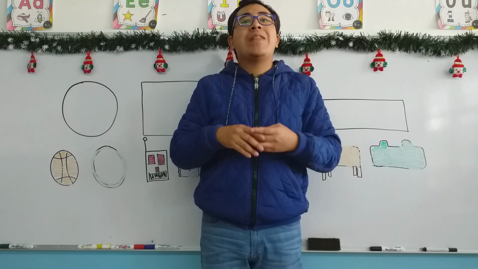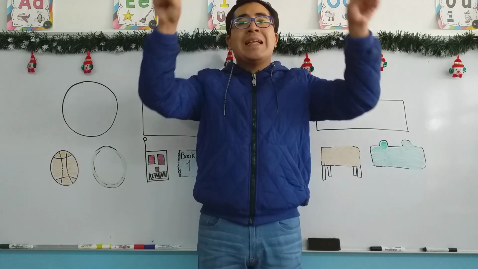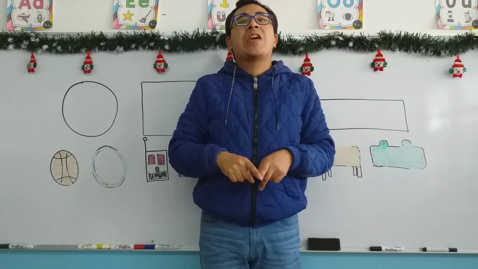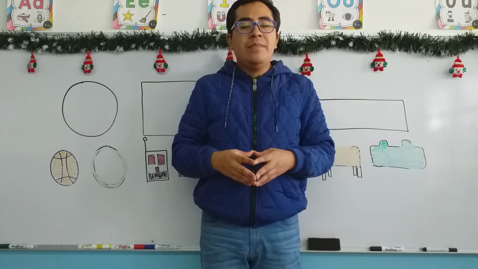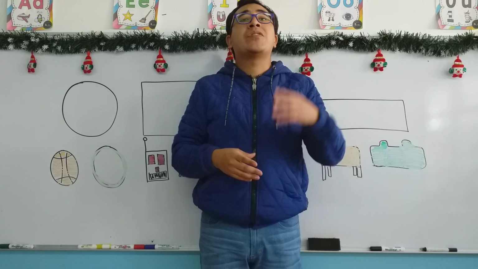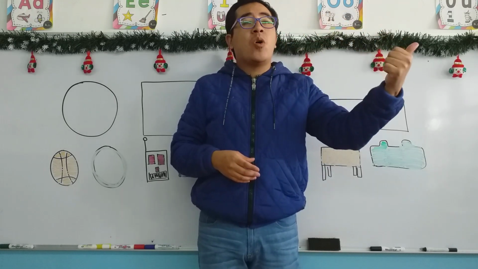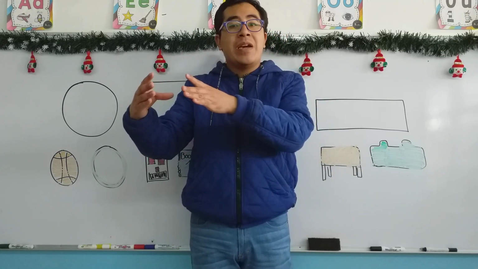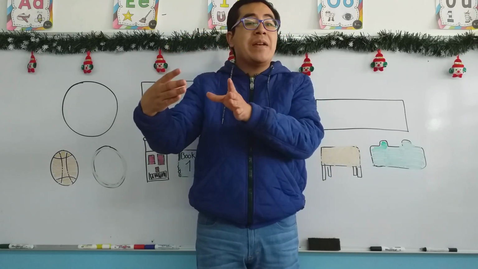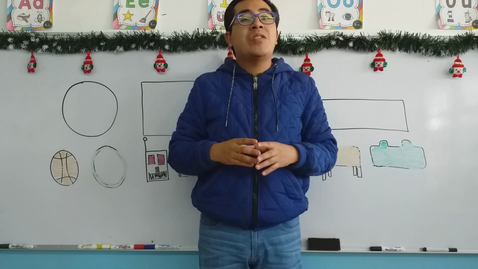For example, el círculo, ¿ok? ¿Qué objeto podemos encontrar con esta figura? A sun, por ejemplo, el sol que se encuentra allá en el cielo, una dona, ¿ok? Que pertenece a la familia del pan. Una dona también tiene una forma circular.